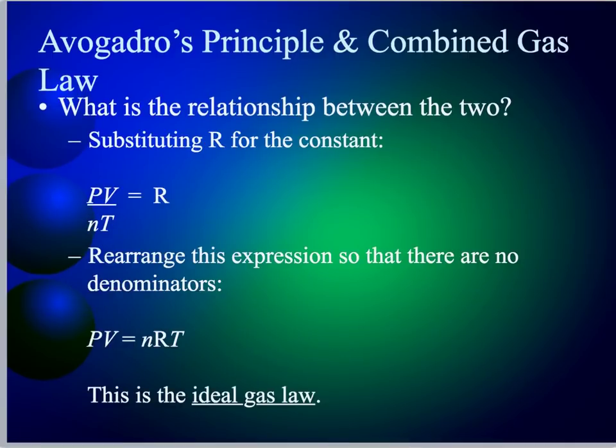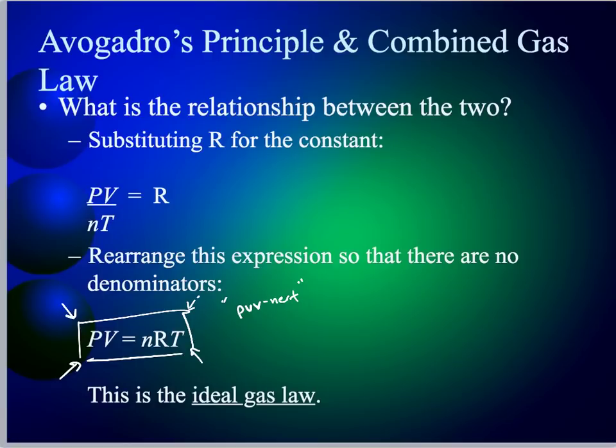So if we substitute R in for where the word constant is, I have PV over nT, okay? And if I rearrange that and get rid of all my denominators, I wind up with this equation down here, PV equals nRT. This is the ideal gas law. So if there's one thing I don't want you to forget from your entire chemistry course, it's this equation, PV equals nRT. Sometimes this equation is called "PUV nert." That helps you remember the order of the variables.